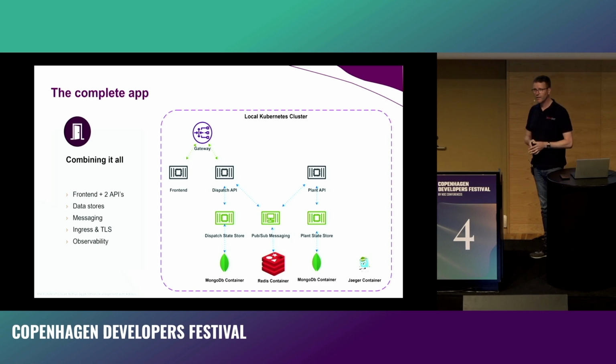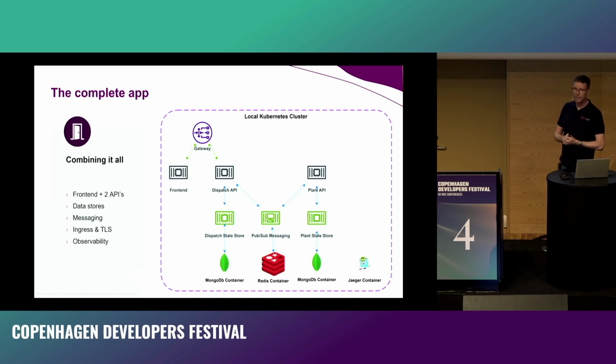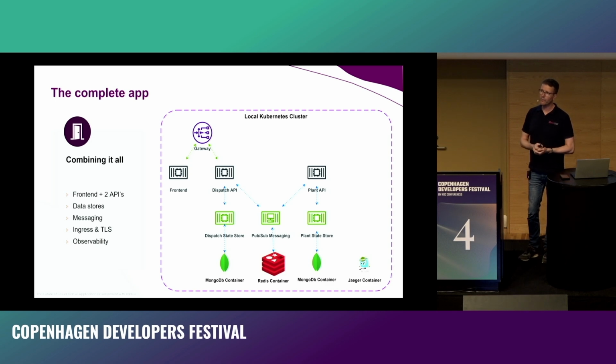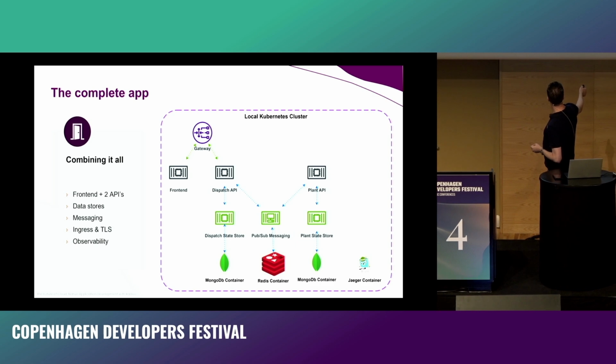So it has a single page web application as a front end that talks to an API. The API talks to a plant, which is somewhere downstream, but it only talks to it through messaging. So there's only messages going back and forth, no direct calls to it. Of course, those APIs will have state stores as well. And whenever I run this locally, I will use MongoDB for state and Redis PubSub for PubSub messaging. And you see a new thingy here, that is Jaeger.